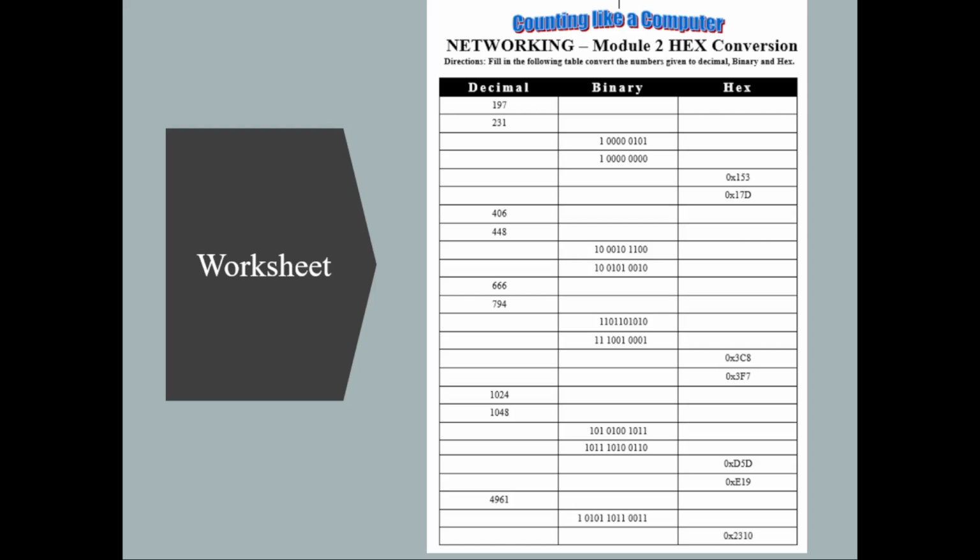Okay? All right, so we're going to have you practice this now, and we'll have a worksheet for you to do. It'll look like this, where I'm giving you one of the numbers, and you're converting it to the other two. So here I'll give you the decimal. You convert it to binary and hex. Here's binary. You convert it to decimal and hex. And then again, here's hex. You convert it to binary and decimal.